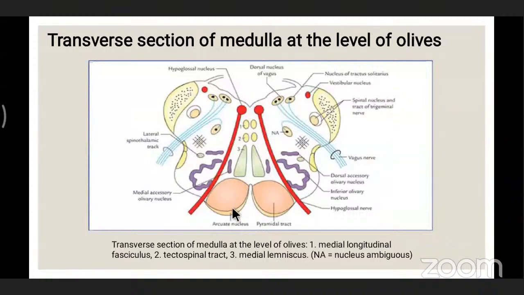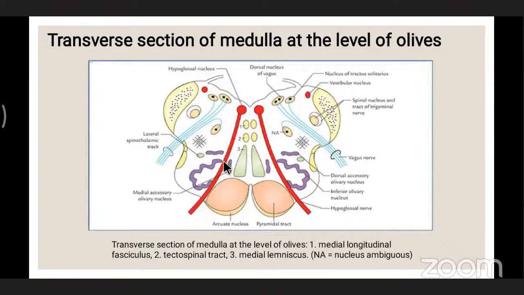Anterior medial to the pyramids, we have the arcuate nucleus. During development, pontine nuclei from the pons drop to this level and form the arcuate nucleus. These nuclei receive fibers from the cerebral cortex, and they send efferent fibers in the form of anterior external arcuate fibers to the opposite side of the cerebellum through the inferior cerebellar peduncle.